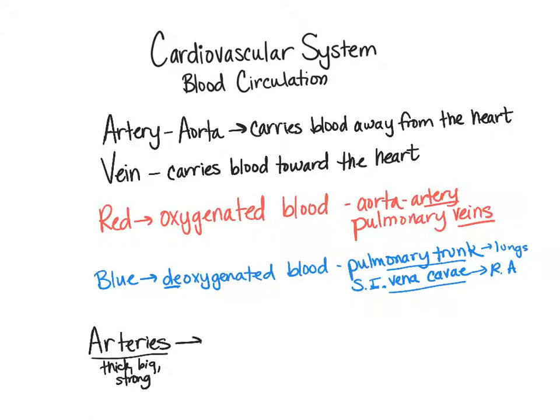Then the blood will be flowing into what are called arterioles. So arterioles are still rather large, but they're not as large as the arteries. They're also not as strong. Then we're going to have the blood go from our arteries to our arterioles to our capillaries. Now our capillaries are very, very important. This is where we have our exchange, our exchange with the tissues.